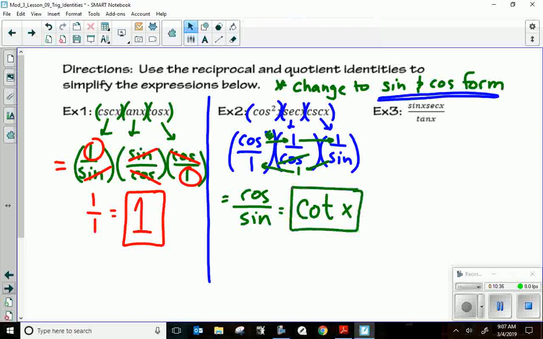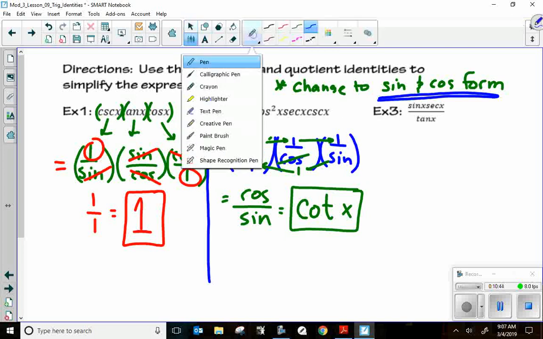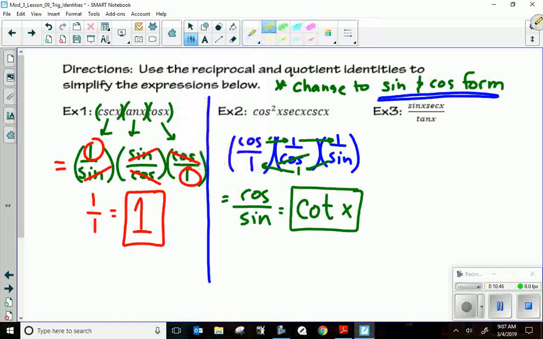So if I took this original expression, and let's say I picked a degree for x, let's say for these x's I put in 45 degrees. I took the cosine squared of 45 degrees times secant of 45 times cosecant of 45. That would give me the same exact thing as the cotangent of 45 because they're the same. It's just simplified. They're the same.